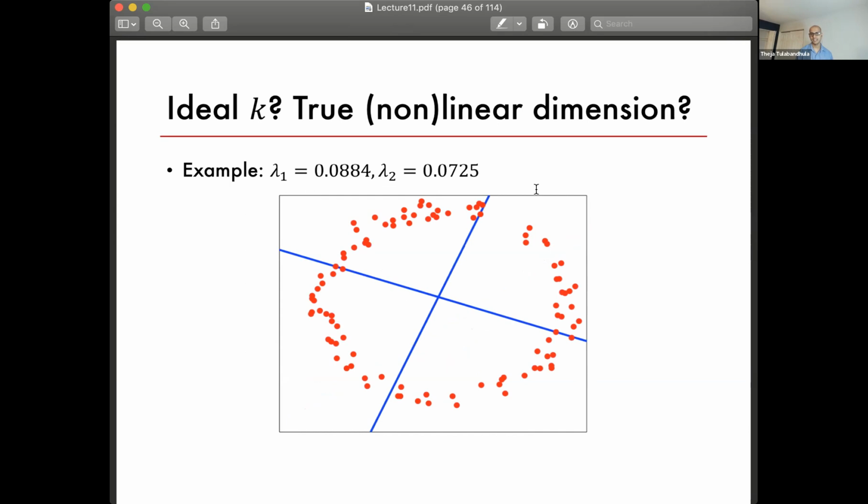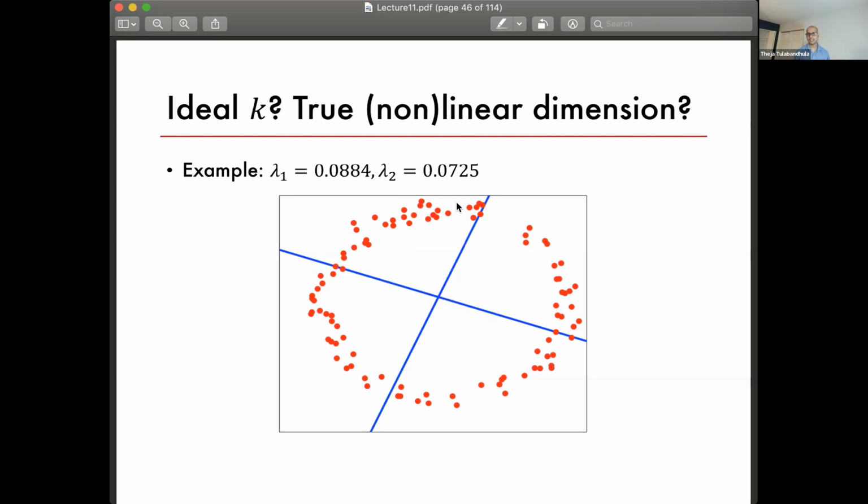for this lambda 1 versus lambda 2, you can see that both are very similar to each other, 0.08 and 0.07. So it's basically saying that you cannot reduce variance irrespective of what direction you pick. It's not really a good variance reduction if you pick only one dimension, because lambda 1 divided by lambda 1 plus lambda 2 is approximately 50%. So by going from 2 dimensions to 1 dimension, you're losing 50% of the variance here. And that's clearly not suitable.